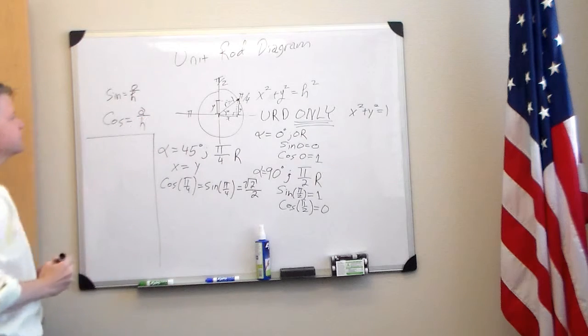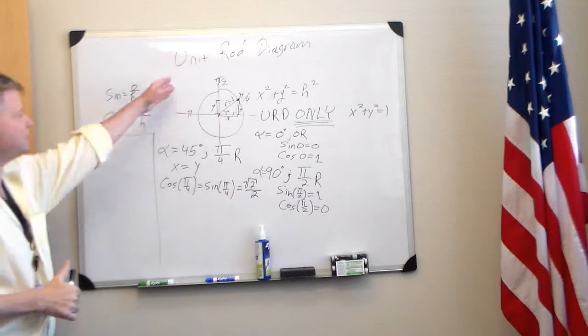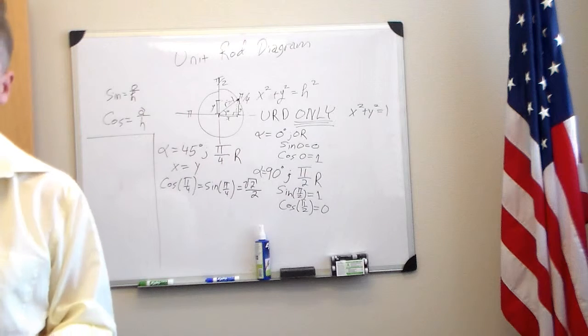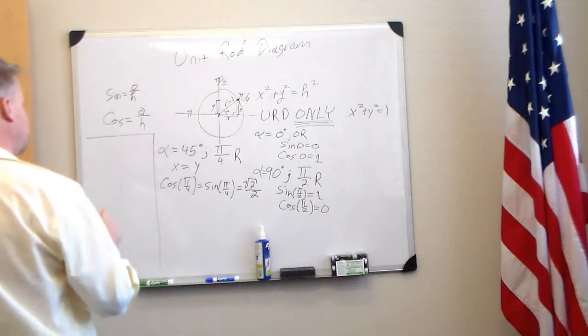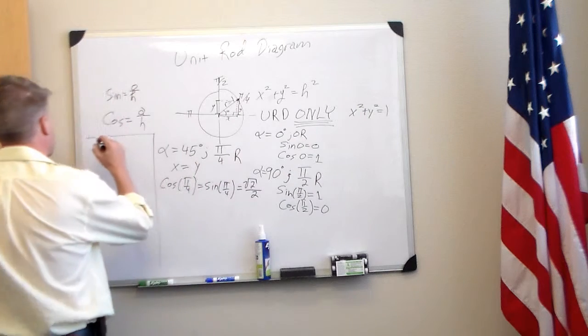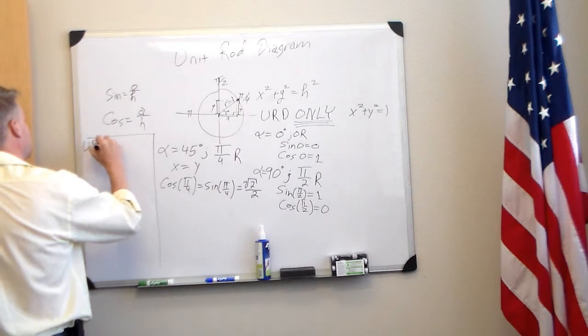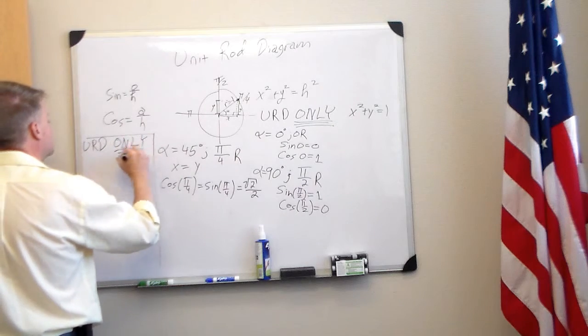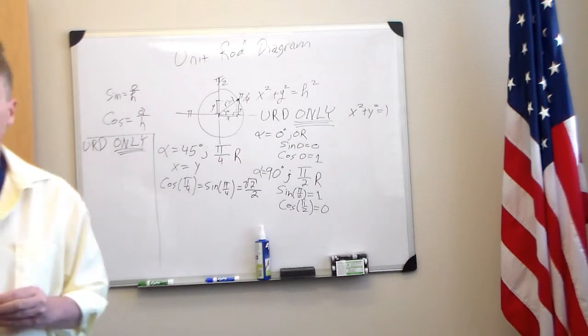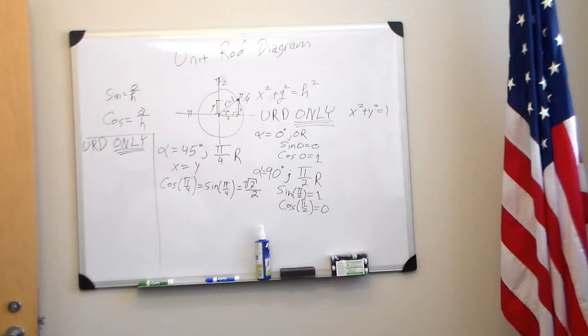The hypotenuse for our unit rod diagram, and the unit rod diagram alone, again, we're talking about where r equals 1, which means h equals 1. So again, we're talking unit rod diagram only. Do not confuse what I'm doing now with a generalization. We are only talking about one specific case where we have a hypotenuse equal to a radius equal to 1.